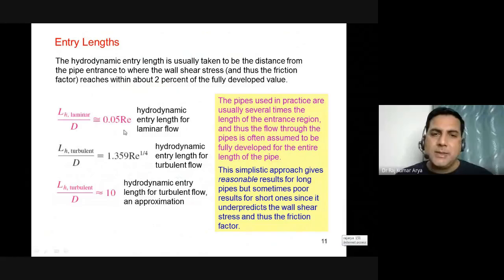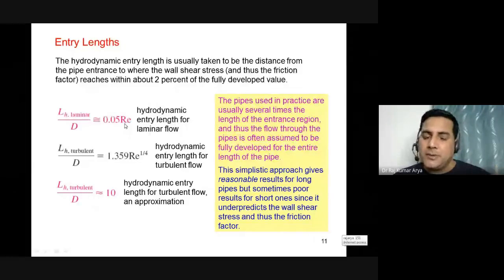This is the one for laminar flow. The length of the pipe upon diameter is equal to 0.05 times Re. Re for laminar flow can have its highest value at 2100 for straight smooth tubes, and less than that it could be any value, from 1 to 2100. You should keep that value here, and based on that you will calculate your length.